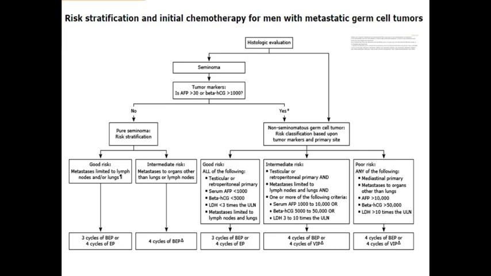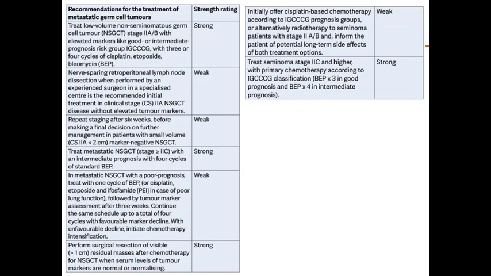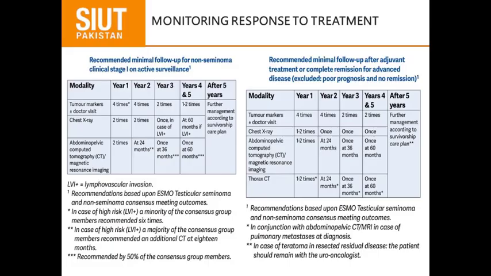Now, this slide shows the use of chemotherapy in various good risk, intermediate risk, and poor risk groups among advanced germ cell tumor, in which in the good risk group 3 cycles of BEP or 4 cycles of EP is advised, and in the intermediate and poor risk group 4 cycles of BEP or 4 cycles of VIP is advised. Now, this has already been explained in previous slides.